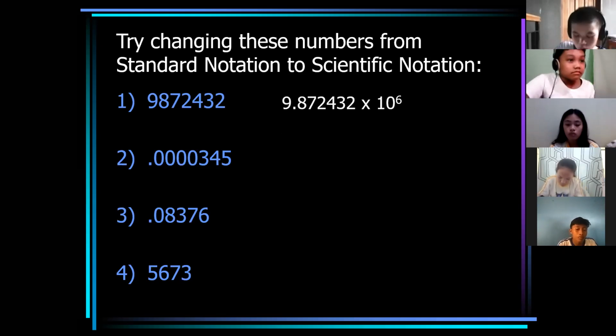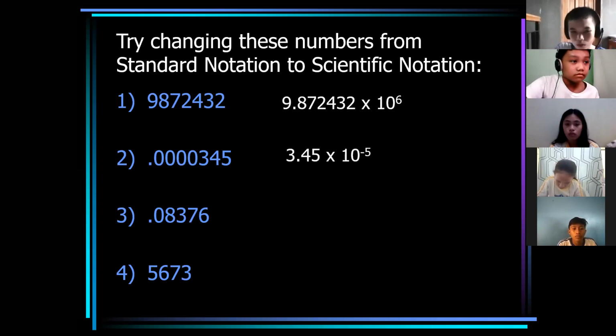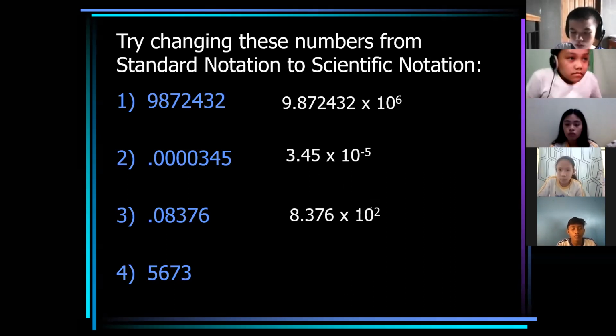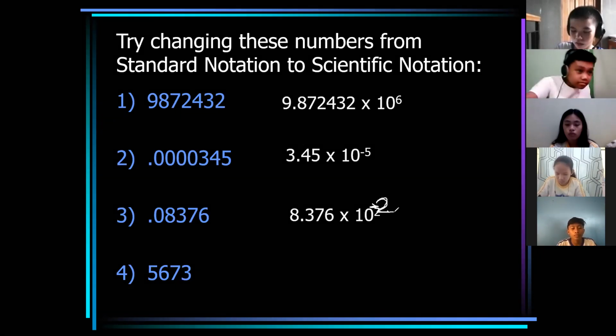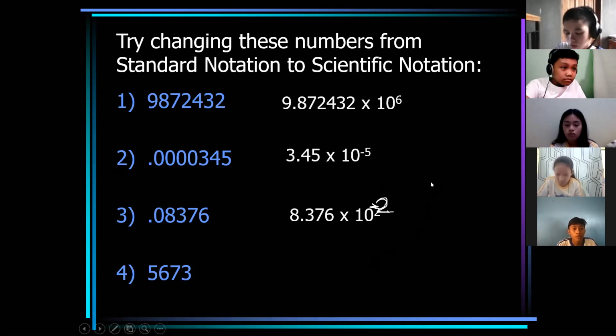Number 2, the answer there would be 3.45 times 10 to the power of negative 5, since it's a decimal. Then number 3, 8.376 times 10 to the power of negative 2, because you only move the decimal point twice and going to the right. Oh, sorry, this is negative 2, class. Typo. This is negative 2. And then number 4, we have here 5.673 times 10 to the power of positive 3. So this one is negative.